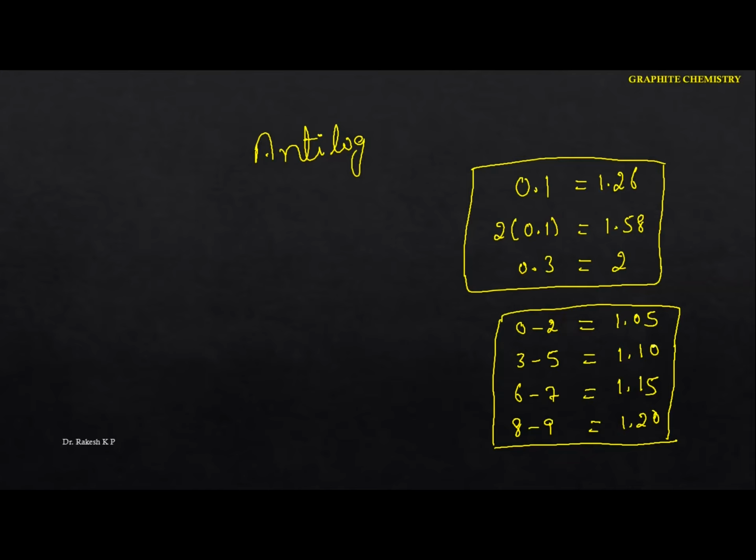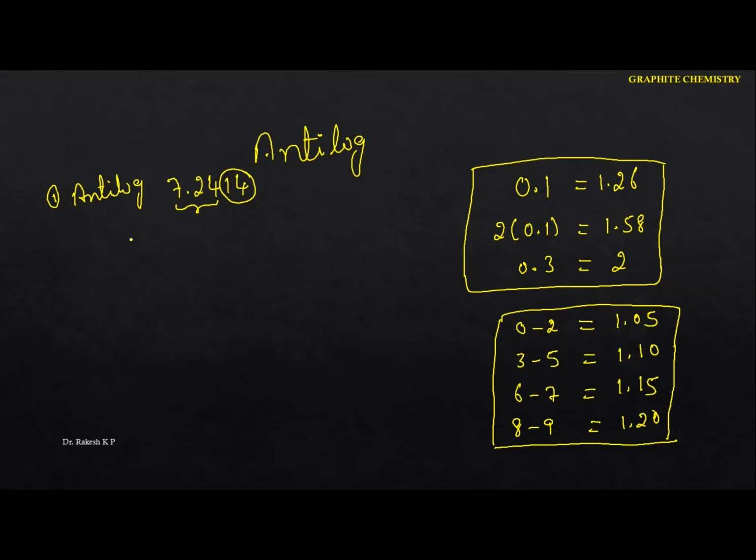So let me solve the first one here. I want to calculate the anti-log of 7.2414. If you have a value like this, take 3 digits. I'll round off the value to 3 decimals here.